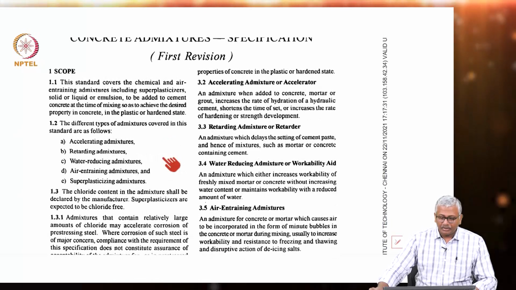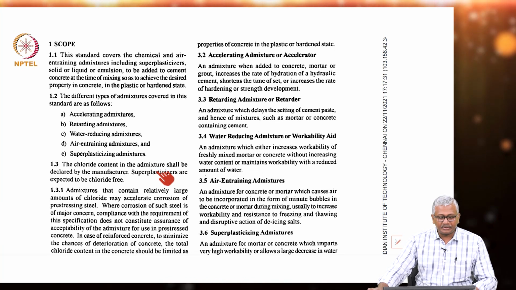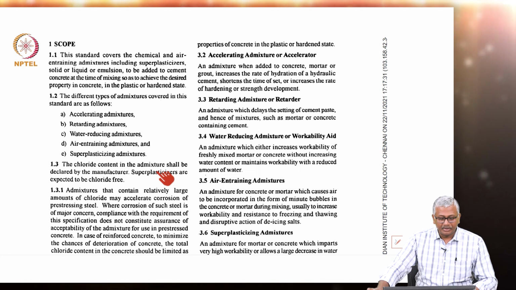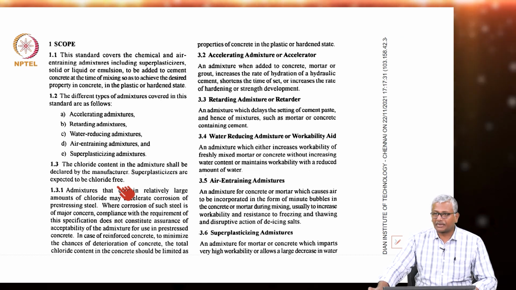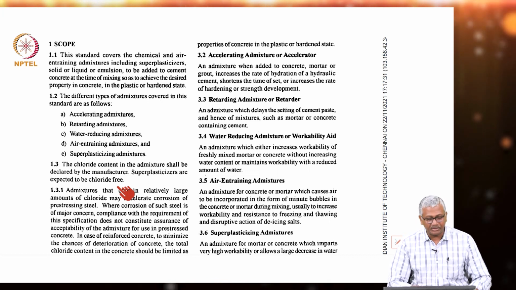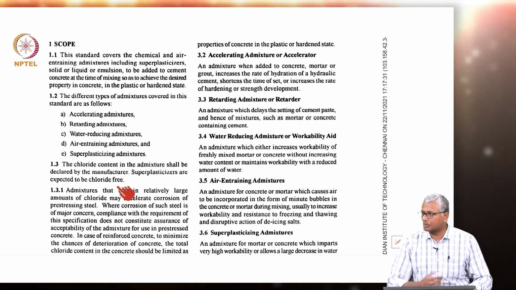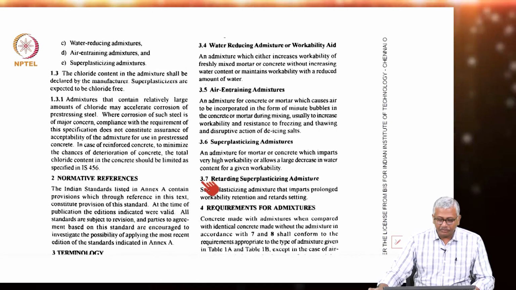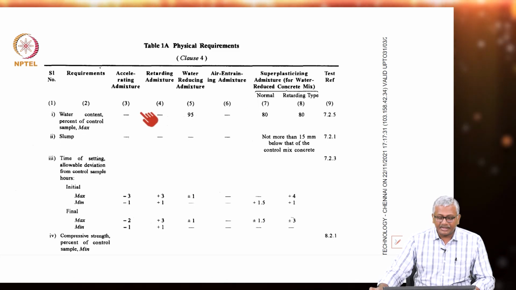Okay. Again, they define the different types of admixtures as accelerating, retarding, water reducing, air entraining, and superplasticizing. Okay. So, again one important aspect is superplasticizers are expected to be chloride free. Okay, that they have specified here. They also say in ASTM, I have not indicated that segment, but it is very important for us to understand that admixtures should not be the source of bringing in the chlorides that cause corrosion. Okay. So, again requirements for admixtures are given in a table similar to what you have in ASTM.